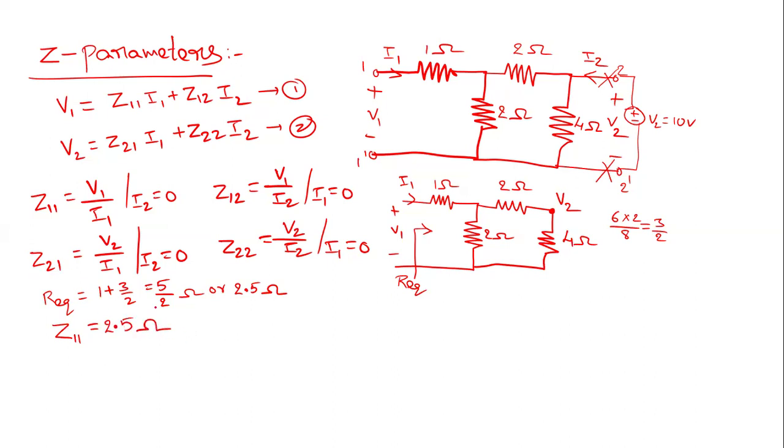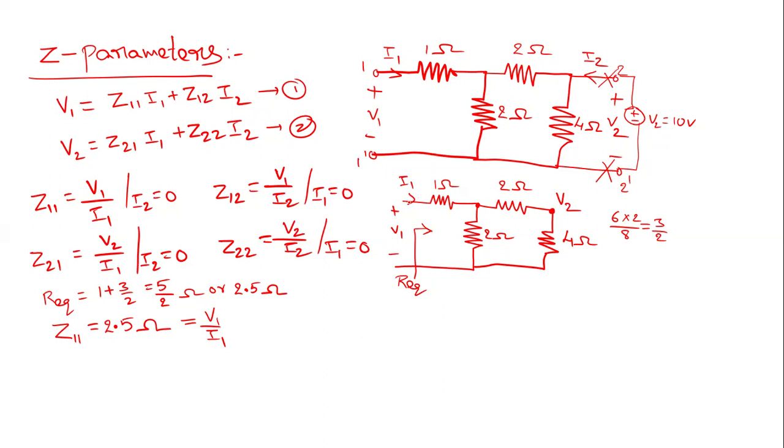Similarly, to find Z21, we need the relation between V2 and I1. We already have the relation between V1 and I1, where Z11 is V1 by I1. Here, if you apply the current division principle, we get the relation between V2 and I1. Let us see how.